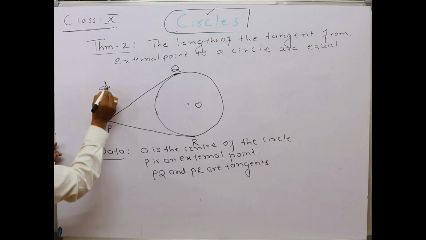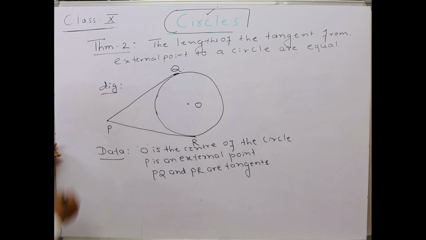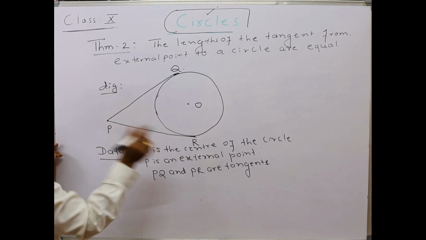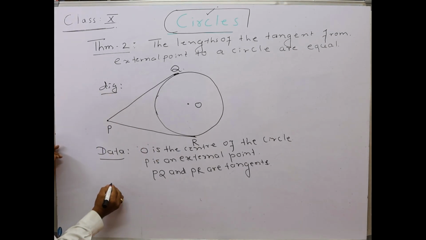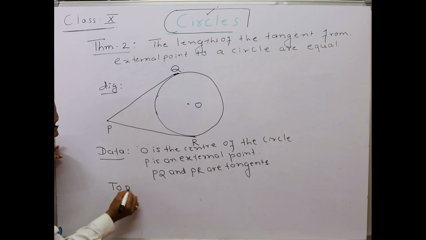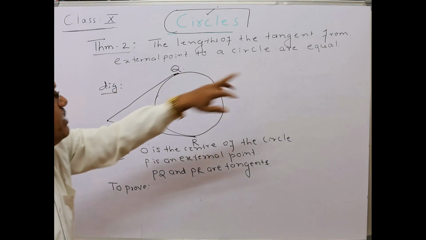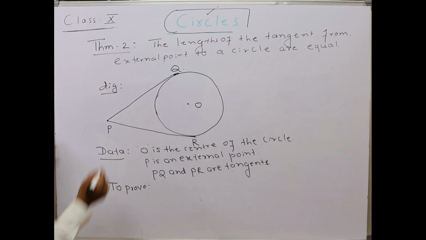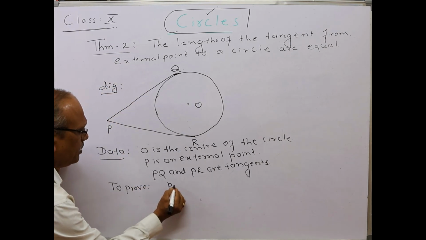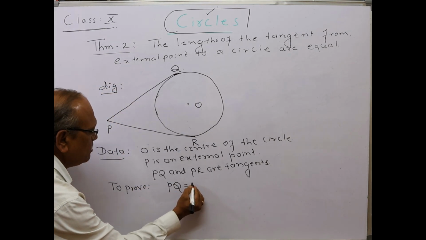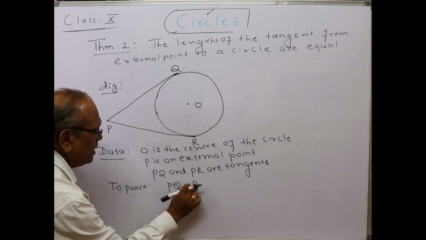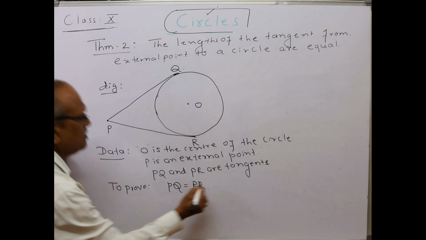First step in proving the theorem is the diagram. We have drawn it. Data completed. Now, what you have to write is "to prove". What is to be proved? Read the statement. The lengths of the tangents from an external point to a circle are equal. Means what? You have to prove that tangent PQ is equal to tangent PR. PQ is equal to PR.